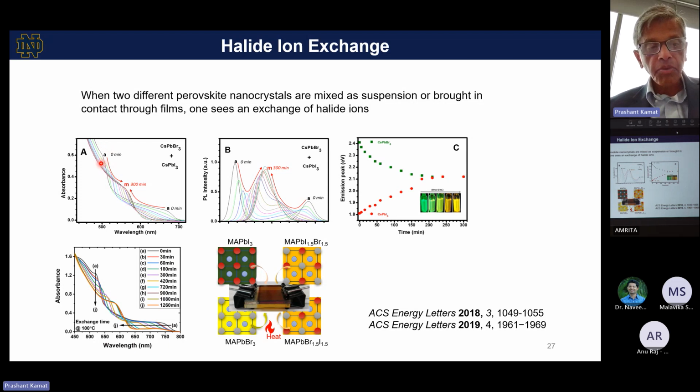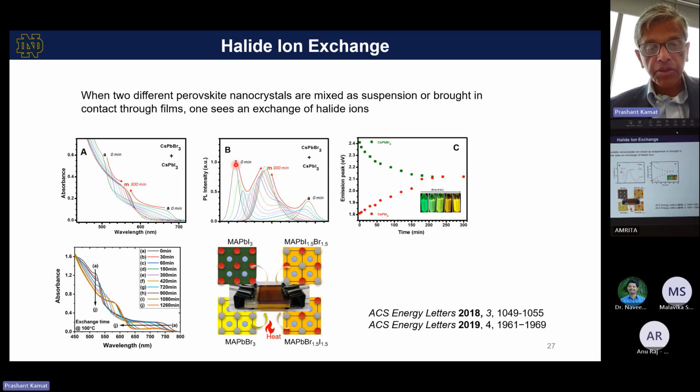So in this experiment, what we did was we mixed cesium lead bromide, which has absorption around 500 nanometers, and cesium lead iodide, which has absorption just below 700 nanometers. As they go, the iodide and bromide exchange between the two particles, and what you are getting is a mixed halide particle. That means each one has both bromide and iodide.